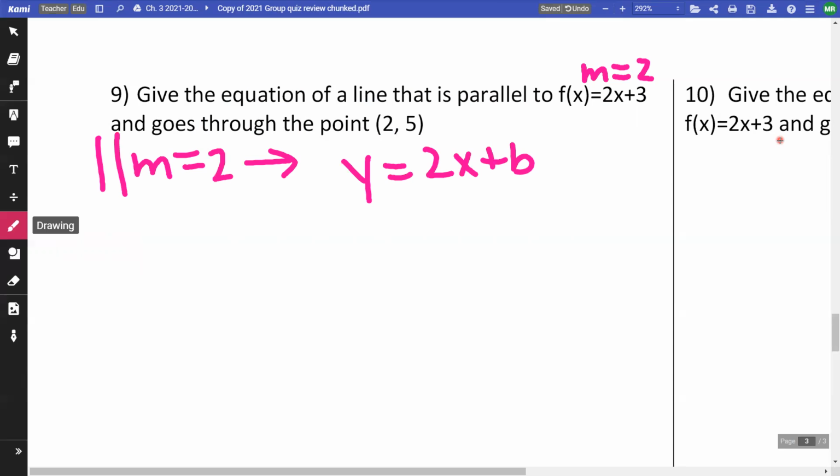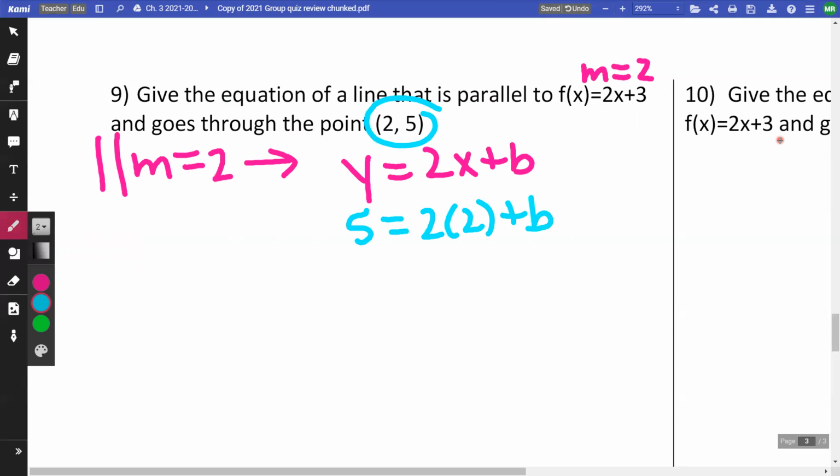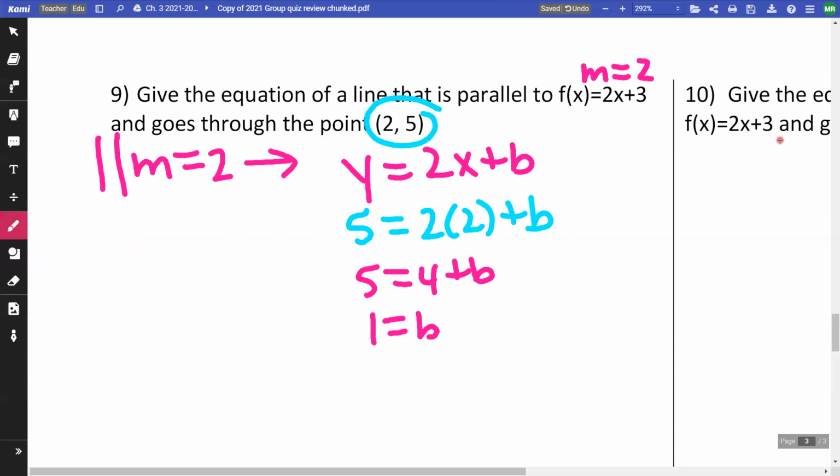I'm going to take this point and plug it in for my x and y. So 5 is equal to 2 times 2 plus b. I get 5 is equal to 4 plus b. I minus 4 and I get b is equal to 1. So my equation is going to be y equals 2x plus 1.